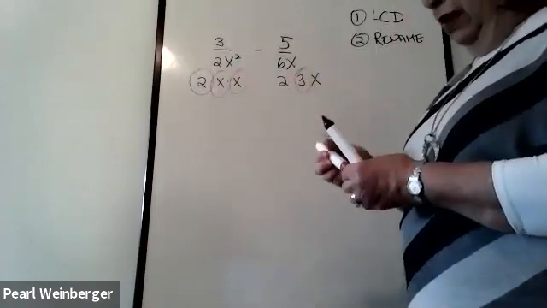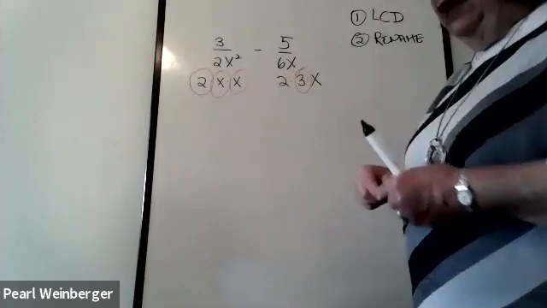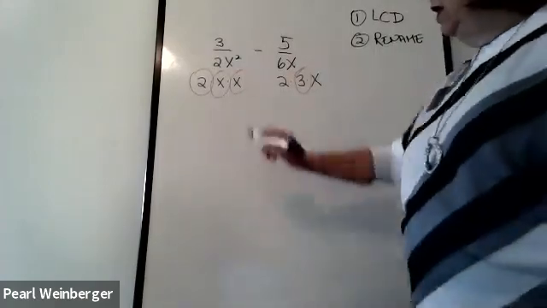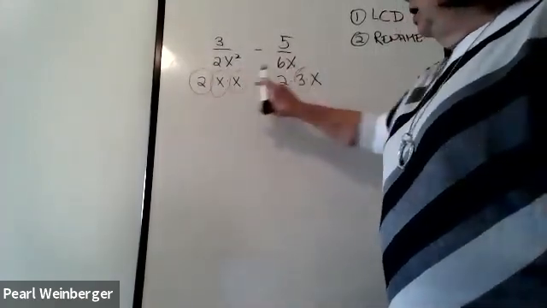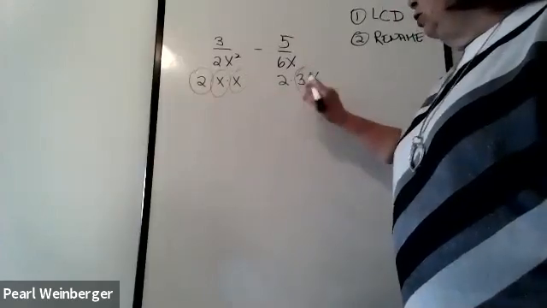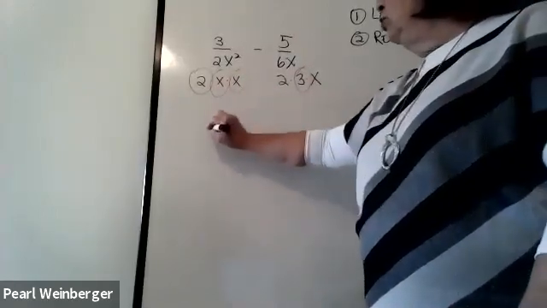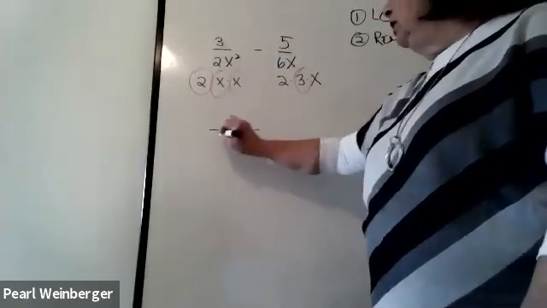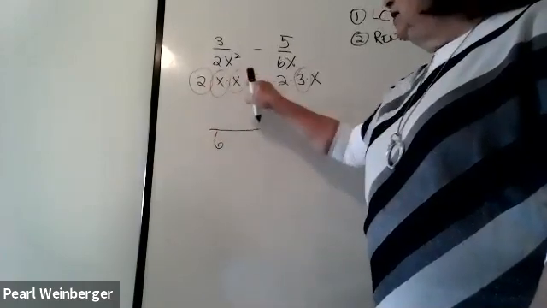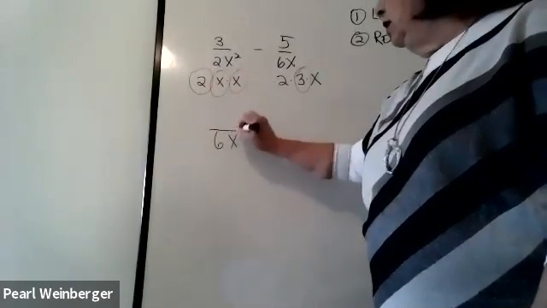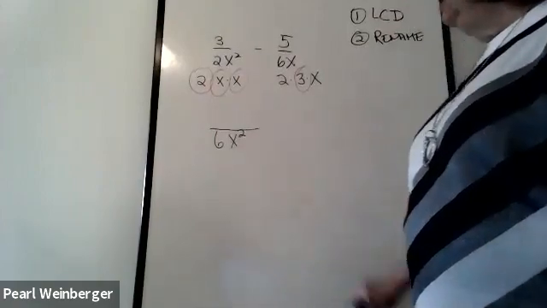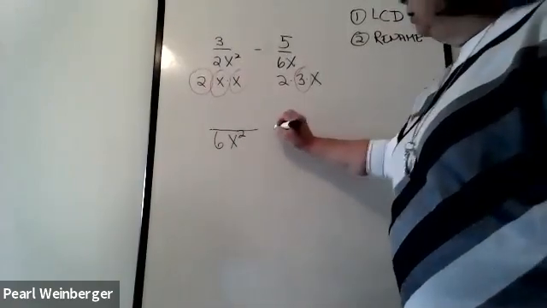So if I look at all the things that I have circled, I have a 2, an x, and a 3. If I multiply those all together, 2 times 3 gives me 6. X times x gives me x squared. My LCD is 6x squared.